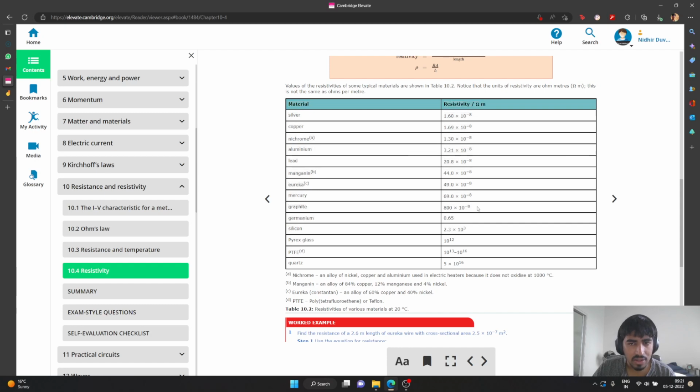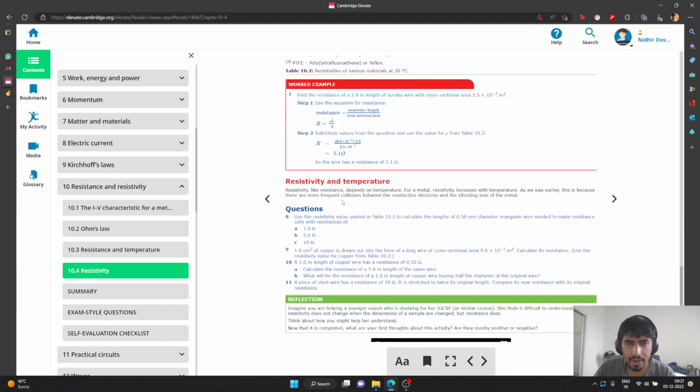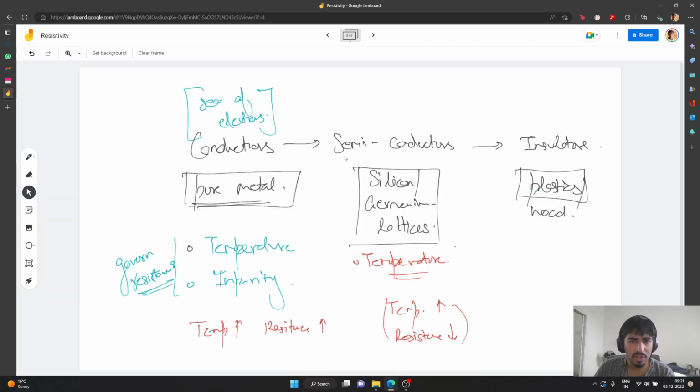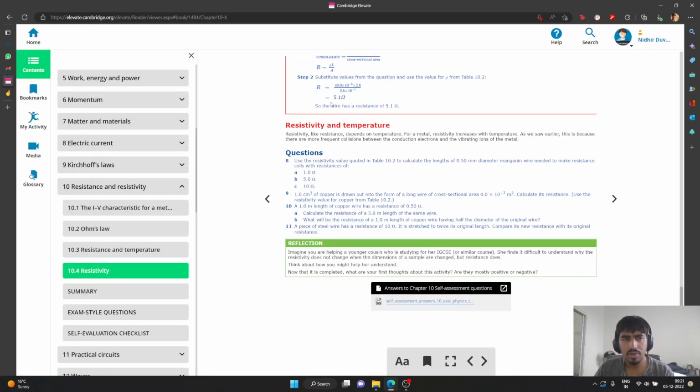You can see that this is very, very small, 10 to the power minus 8, and this is single order or higher. So this is about 11 orders of magnitude difference between these two. Then another roughly 9 orders of magnitude if you go up. The last three are strictly insulators, right? For unit length and unit area, they have a very, very high resistance. And of course, we talked about resistance and temperature, and we saw the opposite trend in conductors and semiconductors. That is more or less all.